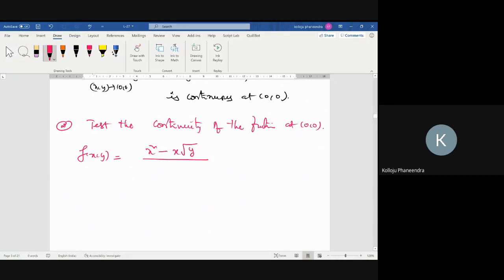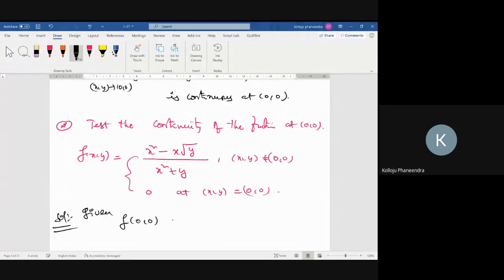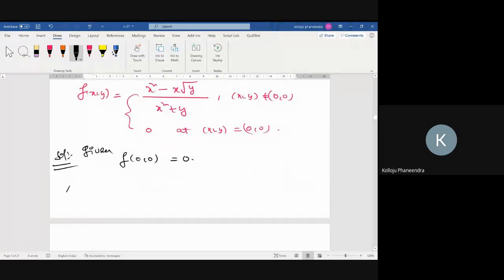and it is equal to 0 at (x,y) = (0,0). Directly, the solution. What is f(0,0)? It is given as 0. So I have to find the limit.